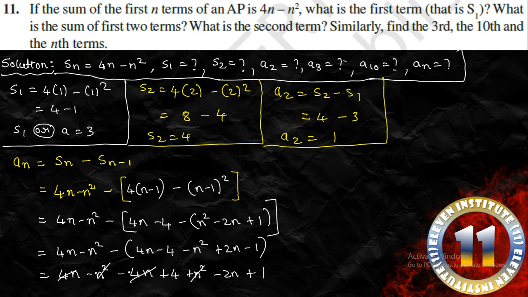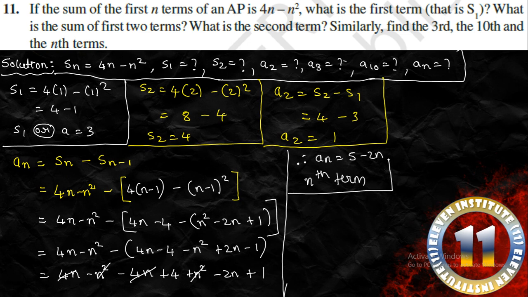So our answer is an. Right, I am writing it over here. Then write therefore an is equal to 5 minus 2n. What have we got here? The nth term. Right, very much important. an is equal to 5 minus 2n.